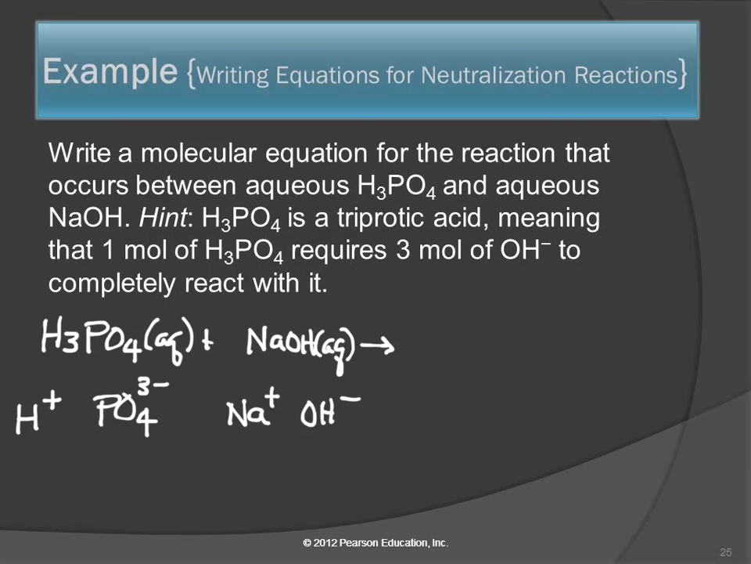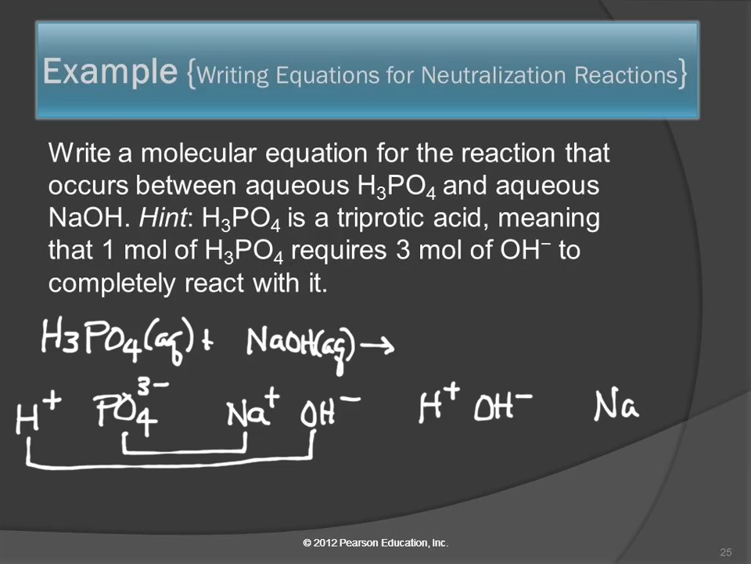Now we're going to swap partners. Remember, you've got to have a positive and a negative. You can't put hydrogen and sodium together. They just won't get along very well. So on the other side of the arrow, I'm going to write these formulas with their new partners. So I've got hydrogen now with hydroxide ion, and I've got sodium with phosphate ion.